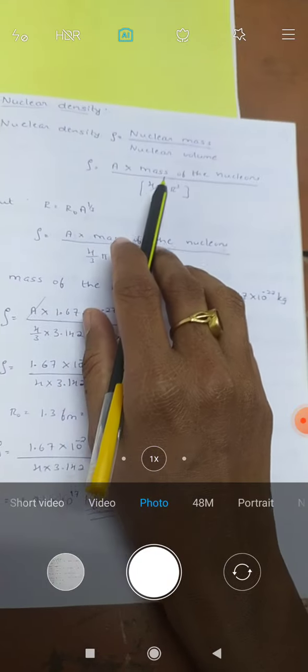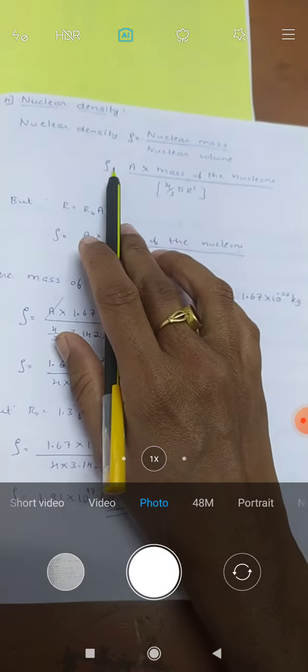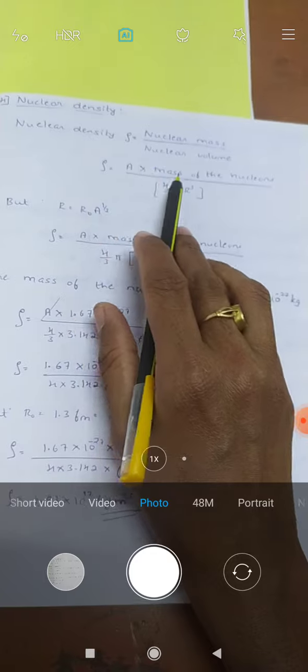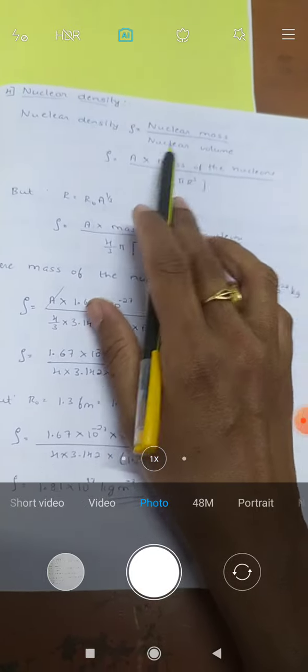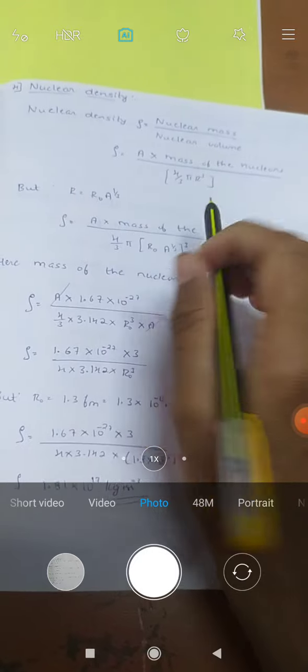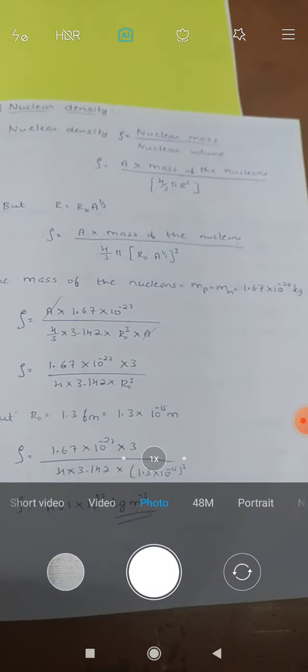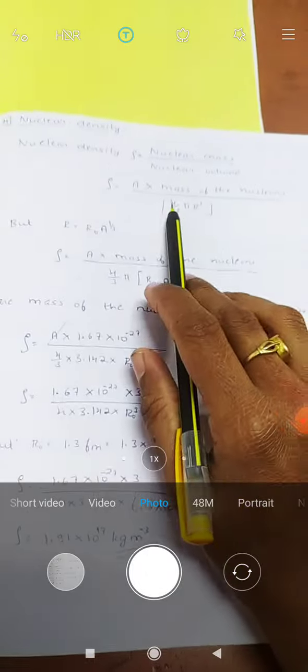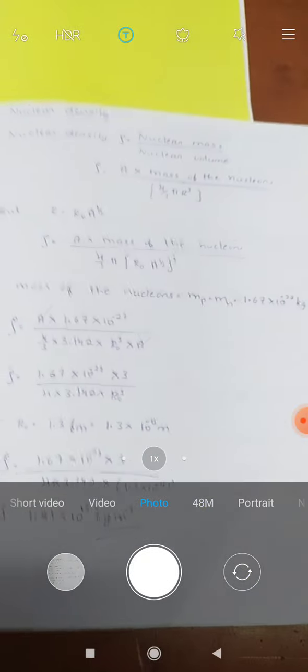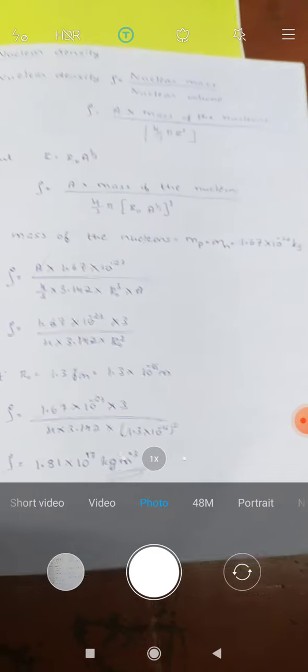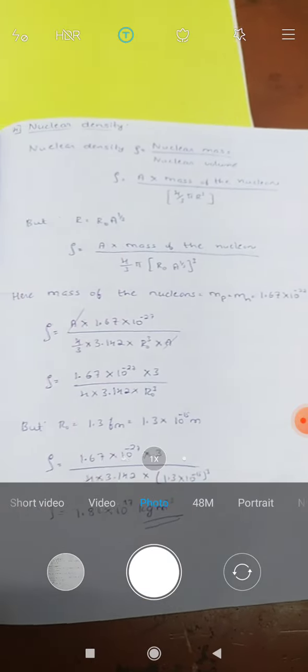So nuclear density, which is written as rho, is equal to A into mass of the nucleons divided by nuclear volume. For nuclear volume we have to consider the volume of a sphere, that is 4/3 pi r cube, because an atom is spherical in shape, so we have to take the volume of the sphere. So 4/3 pi r cube.